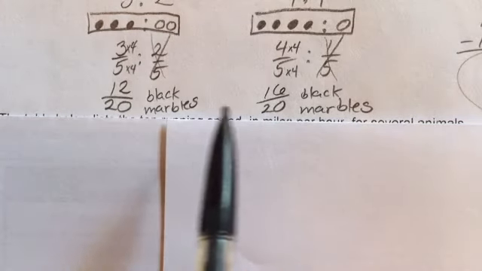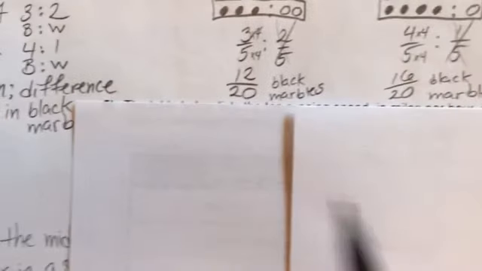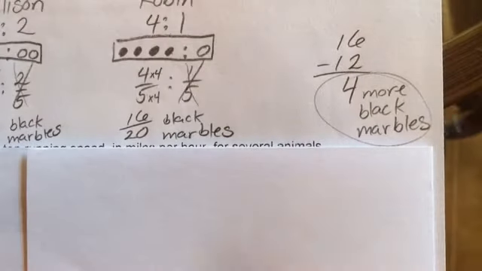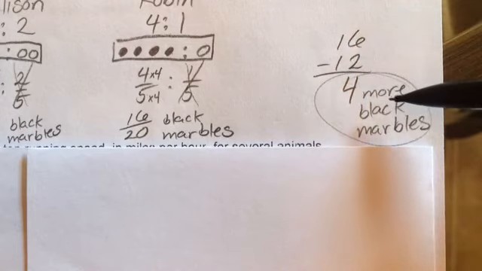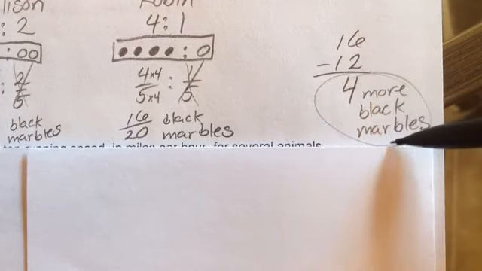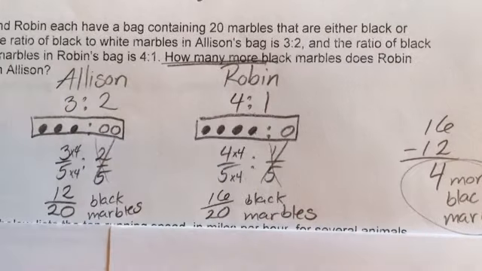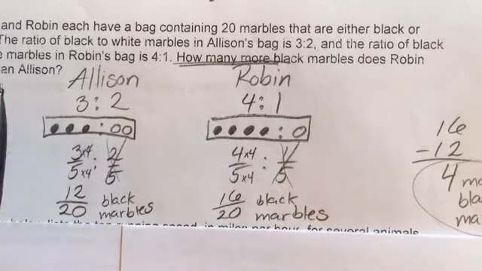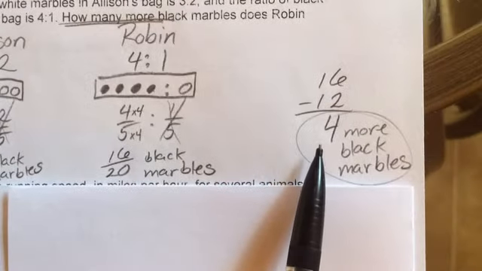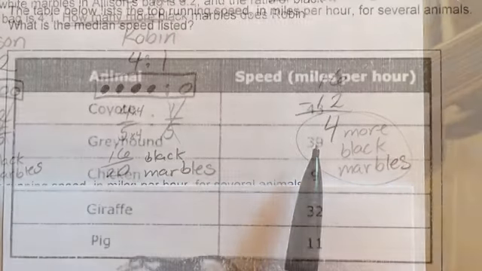But I'm not just finding the value for the black marbles. I need to find the difference in black marbles. So that's simple enough. 16 minus 12, 4 more black marbles. How many more black marbles does Robin have than Allison? 4 more black marbles.